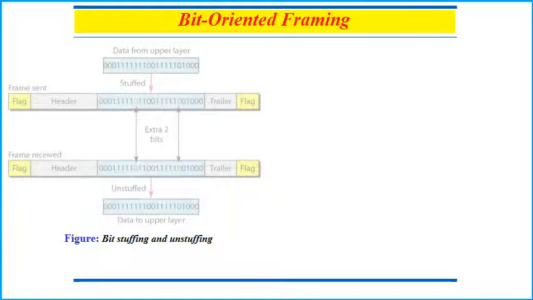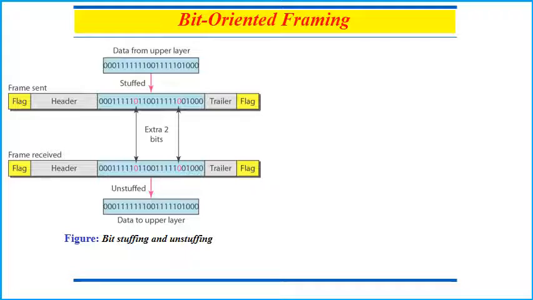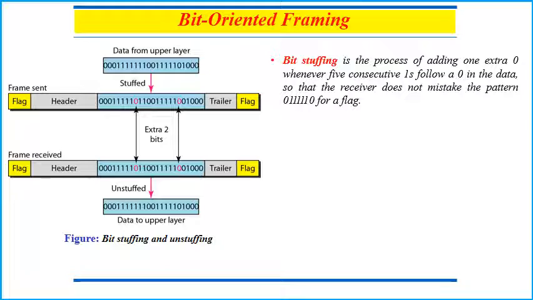Here we see bit-oriented framing. In bit-oriented framing, the data are converted to bits, stuffed into the data block, and sent over the network. Bit stuffing is a process of adding one extra 0 bit whenever 5 consecutive ones follow a 0 in the data, so that the receiver does not mistake the pattern for a flag, because the flag uses the same pattern: 0, 5 consecutive ones, and again a 0.